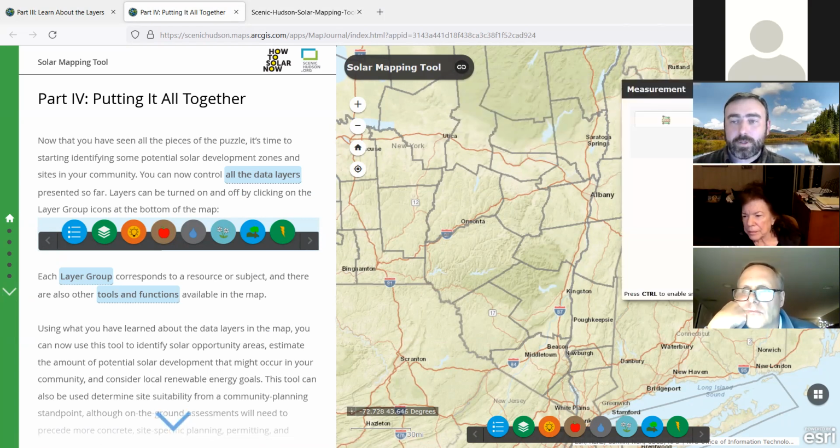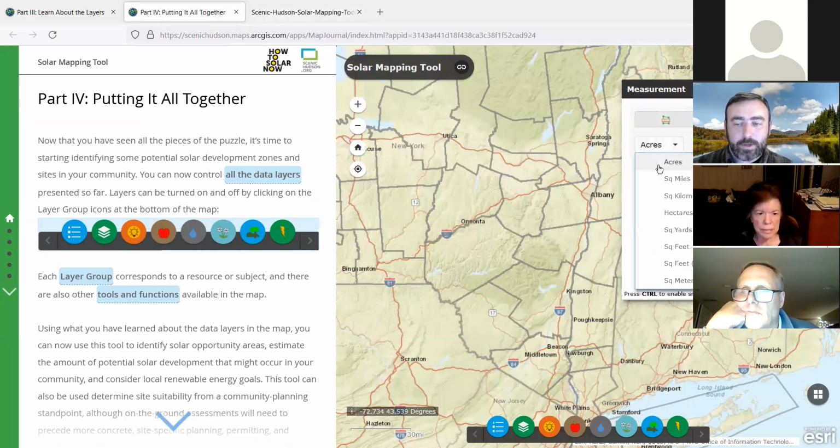We have a ruler here. It's a little bit fiddly, but it does work pretty well. So you can outline an area or you can measure distances and you can change your units. That's particularly useful for areas if you want to do acres or square feet, for instance.